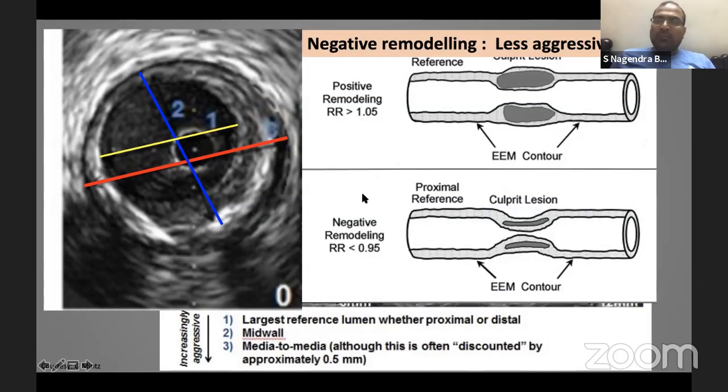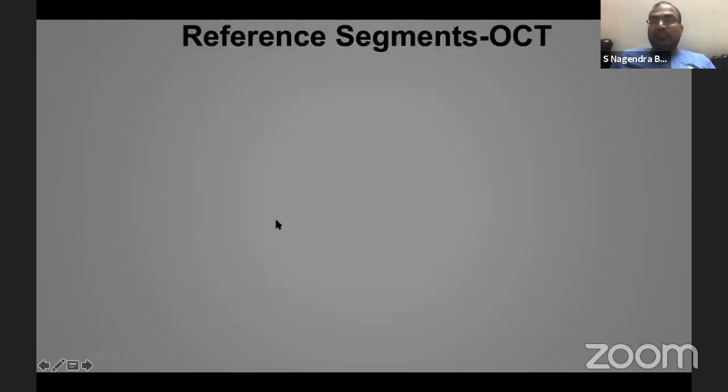With a negatively remodeled vessel, I have to be very careful because all these complications related to ballooning or stenting, like perforations, are common in negatively remodeled vessels. And in diabetic patients, these negatively remodeled vessels are quite common. So you have to be very careful. That is the first step in determining stents based on imaging. Now the second step in determining stents based on imaging.